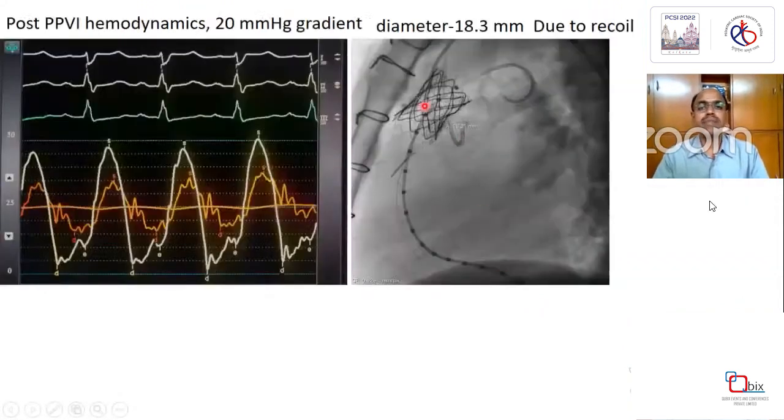Now we measured the size of the Melody valve. It measured about 18.3 millimeters due to a partial recoil. The hemodynamics showed that the gradient between the right ventricle and the pulmonary artery is close to 20 millimeters of mercury. So we decided to slightly upsize the balloon in order to get a larger Melody valve size.